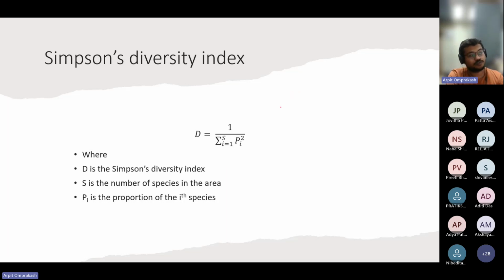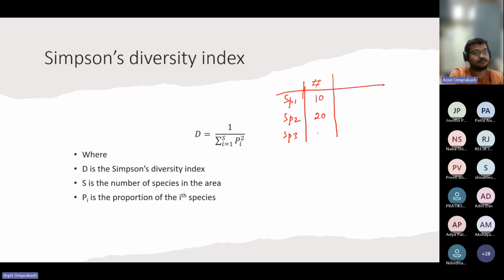So what it means, so let's say you go to a forest and you count the number of individuals of different species that you find. Okay. So let's say you have species one, species two, species three. You have three species, and this is basically the number of individuals of each species. Let's say you have 10 individuals of this, 20 individuals of this, 50 individuals of species three. Right. And you have a species four, which has 20 individuals also. So what you do is you basically take the sum of all the number of individuals that you have. So 10 plus 20 plus 20 plus 50 is 100.